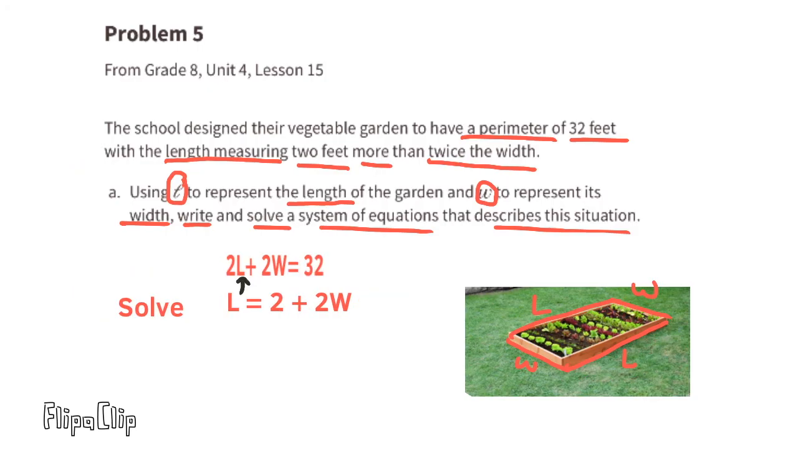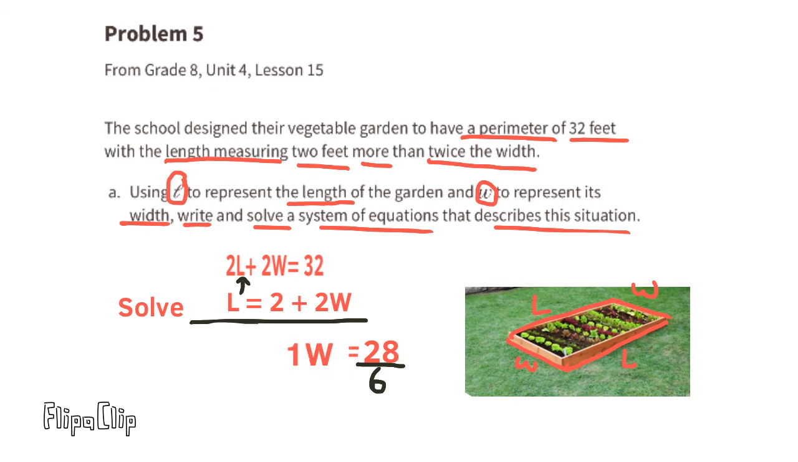So we know that the length equals 2 plus 2W. That means that we can substitute this L with 2 plus 2W. So we can rewrite this equation as 2 times (2 plus 2W) plus 2W equals 32. Next, use the distributive property. 2 times 2 is 4 plus 2 times 2W. Next, we can collect like terms. 4W plus 2W equals 6W. Subtract 4 from both sides of the equal sign. Divide both sides by 6.